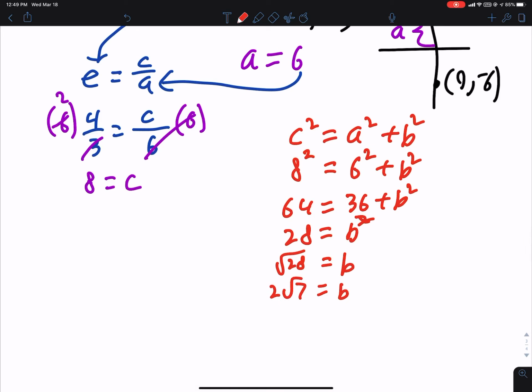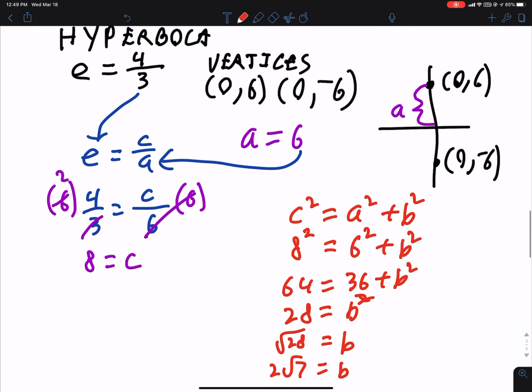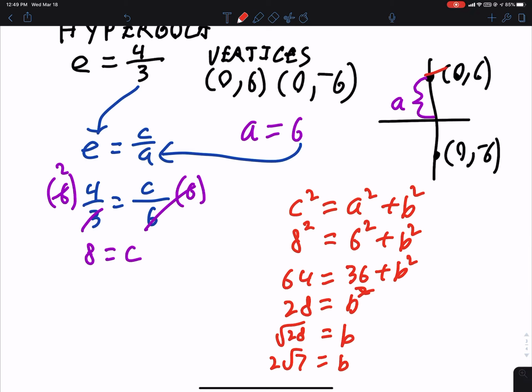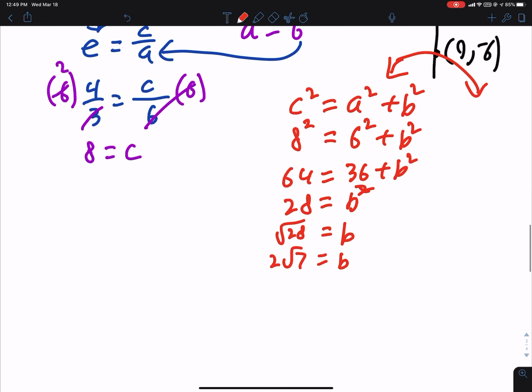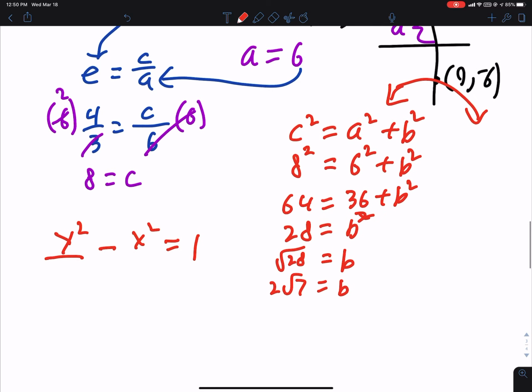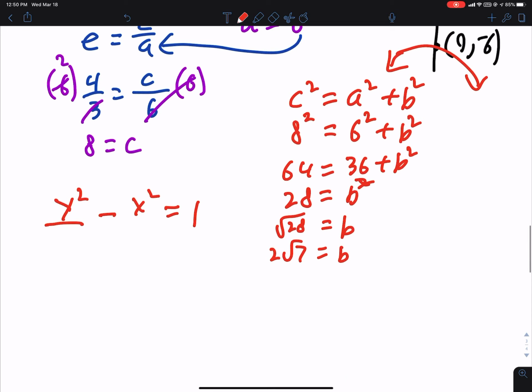But we're pretty much done, because our hyperbola is going to open that way. So that's going to make our y squared positive. So we're going to get y squared minus x squared. Our a will go underneath the positive one. Since our a was 6, we'll put a 6 squared there. And our b, I'm going to leave it radical 28, because when we square that, it's going to come out nicely.